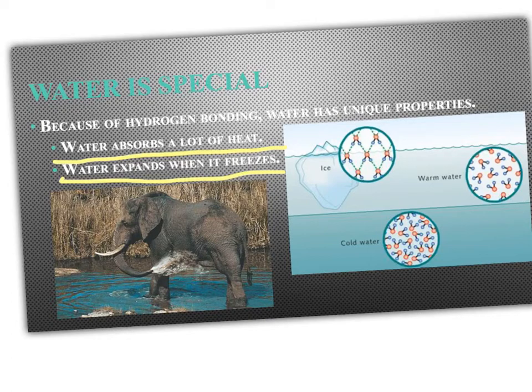They spread out more, and because they spread out, they expand. Because they expand, they float. And because ice floats, life can survive way down in the cold water. It never freezes down here.